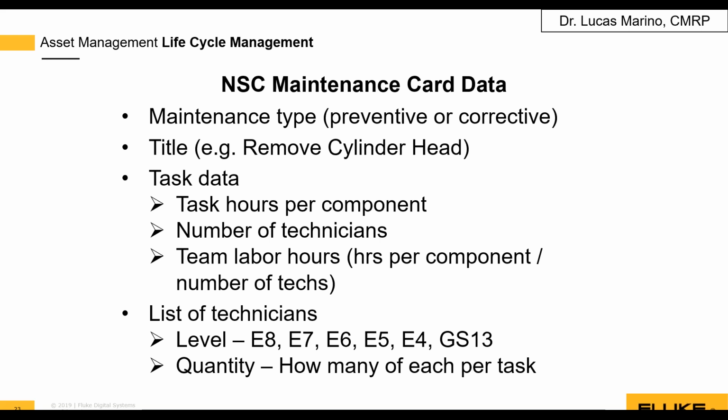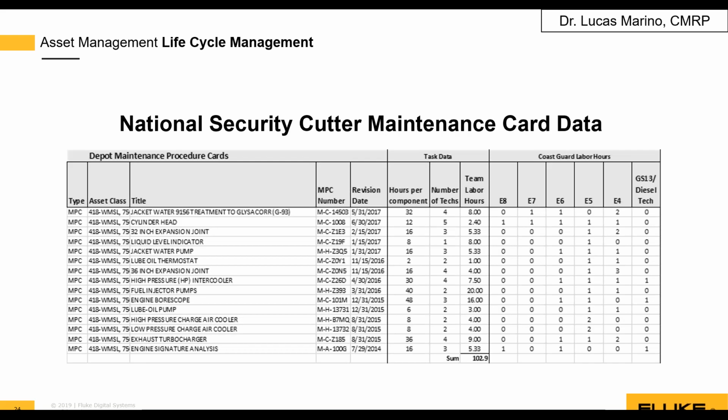Okay. Then we take the types of technicians, assign them to the appropriate level, and the appropriate quantity of technicians per task. And when you load it all into your database, it'll look a little like this. You have a task, which is under title, and then you have the hours per component under task data, the number of technicians required for that task, and its total team labor hours. And then you can divide those hours amongst all of the different levels of technicians needed.